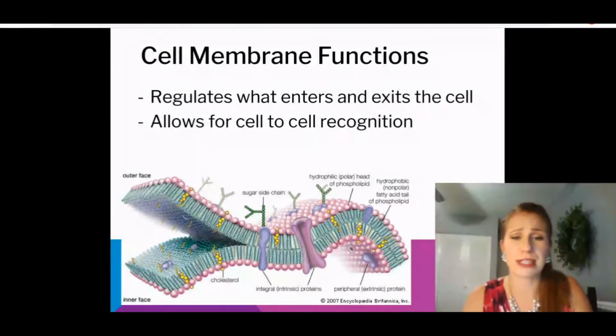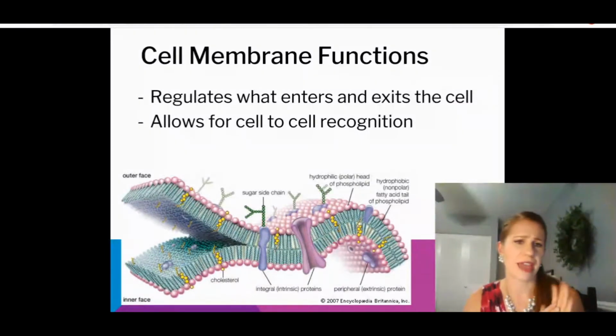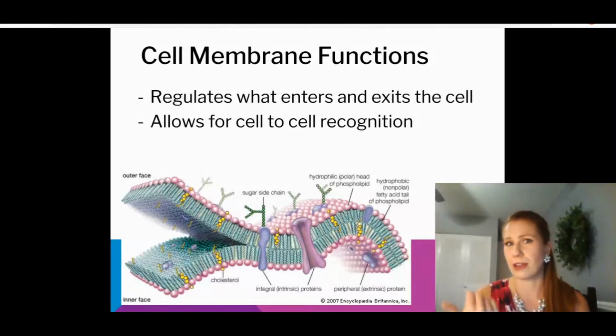It also allows for cell-to-cell recognition. We talked about this back when we discussed glycoproteins on the outside of viruses. Now, viruses are not cells, and they don't have cell membranes, but cell membranes have glycoproteins just like the outsides of viruses do. And the glycoproteins' job we'll go over in a future slide here. So in just a moment, we'll talk about glycoproteins.